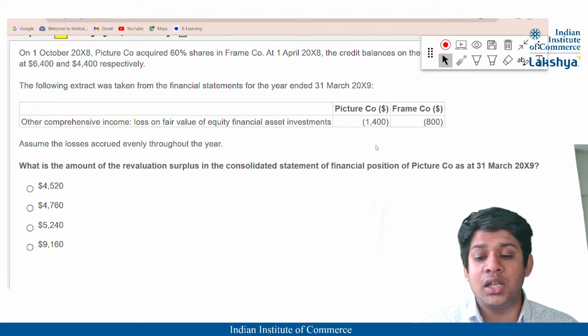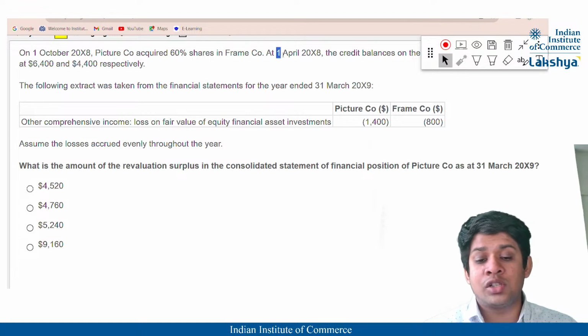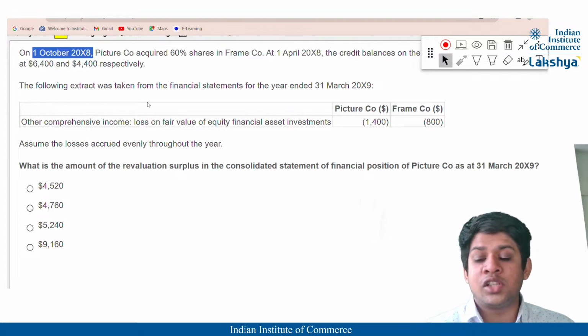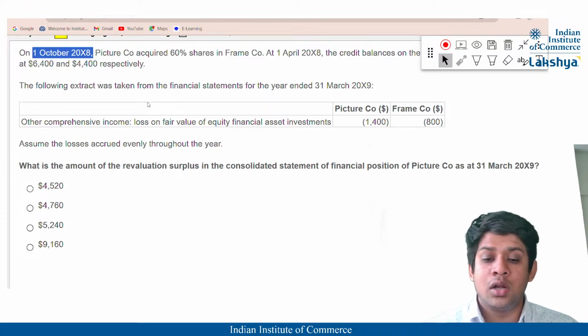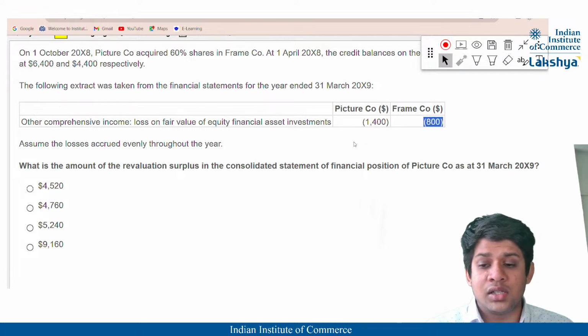Right? Now this is at the year end. Okay. This is at 31st March 2019. That is the year end. Okay. And also remember that the acquisition was on 1st October, right? The acquisition was on 1st October. Now, guys, the acquisition was on 1st October, and our losses for the year is 800 on the equity investments.